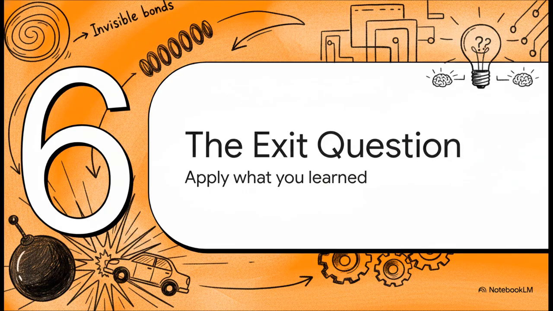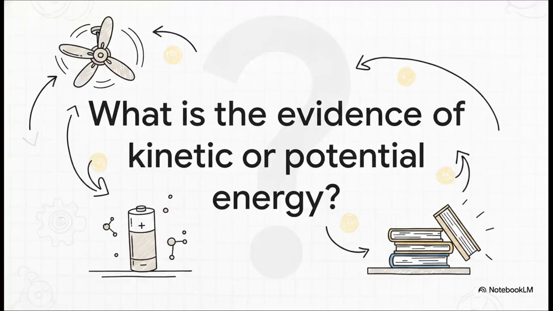And finally, Section 6, the exit question. We've covered a tremendous amount of ground today, from the invisible bonds of potential energy to the massive kinetic impacts of moving objects. And we've modeled how all that energy flows and transfers. Now, I want to leave you with this final provocative thought. Take a look around your room right now. Pick one object. Maybe it's a ceiling fan, a battery on your desk, or a book resting high up on a shelf. Based on its motion, its relative position, or its chemical arrangement, what is the evidence of its kinetic or potential energy? Where did that energy come from? And where is it going to go next?